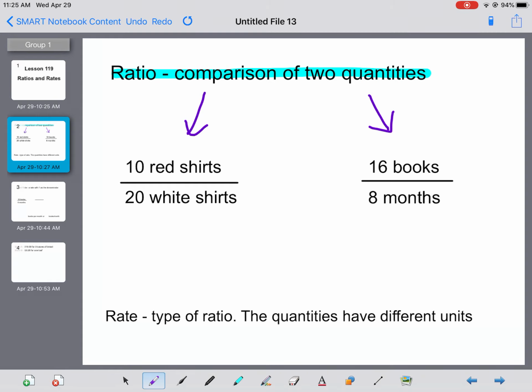Now for the second example, it could be that somebody read 16 books over the course of 8 months. So now, instead of comparing shirts to shirts, we are comparing books to months. How many books did they read in 8 months? Okay, so those are both considered ratios, comparison of two quantities.